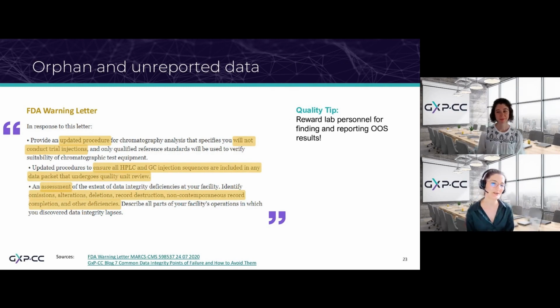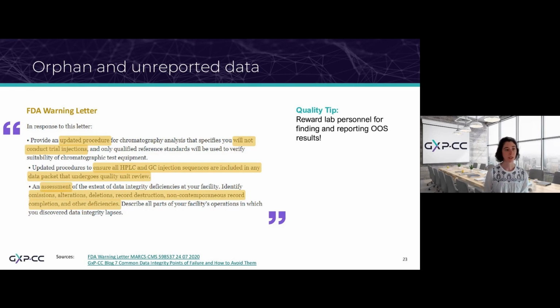Can you please tell us about orphan and unreported data? Yeah, absolutely. So there's another one that comes up a lot, typically in the context of out-of-spec results. You saw it a little bit in the previous example as well. In this case, the finding was a situation where the company was not reporting out-of-spec results. They were classifying them as trial injections. And so the FDA requested an updated procedure for their analysis testing that specified that they would not conduct trial injections anymore.